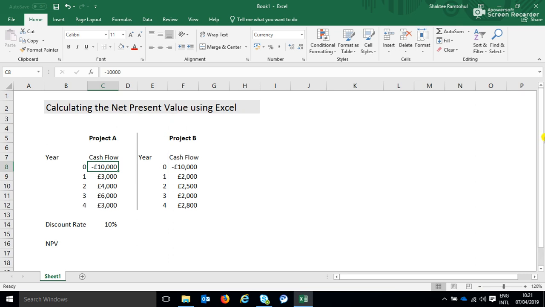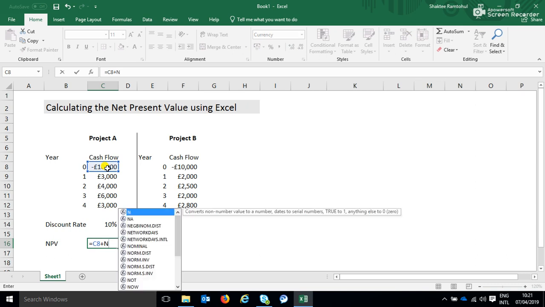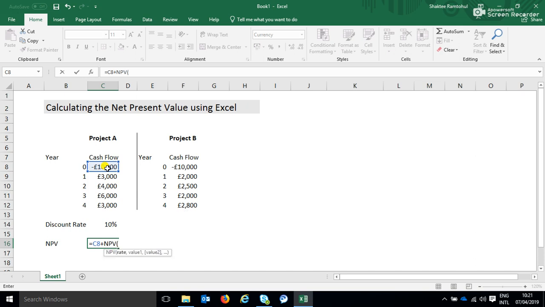Now, how do we calculate the net present value? Normally, we will use a formula. So I'd enter the equal sign. I select the value for year 0, which is the initial investment, and then plus, and I'll type in the letters NPV, open bracket. Now, the good thing about Excel is whenever you're trying to calculate a formula, you will see Excel will try to help you as far as possible. Here, you see that it's asking me for the rate, so the rate is 10%. I'll put the comma sign here.